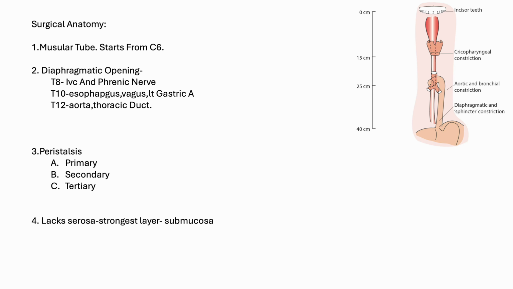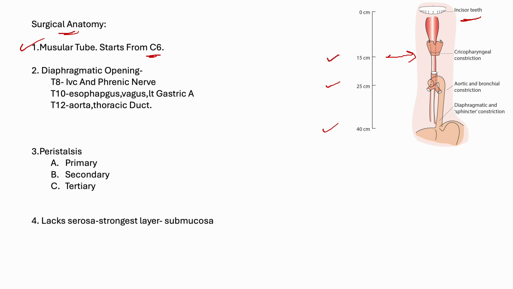Continuing the series of general surgery topics, next is the esophagus. Coming to the surgical anatomy of the esophagus, it is a muscular tube that starts from the level of C6, and through its course it has constrictions at three different parts: 15 centimeters, 25 centimeters, and 40 centimeters. All those measurements are taken from the incisor teeth.